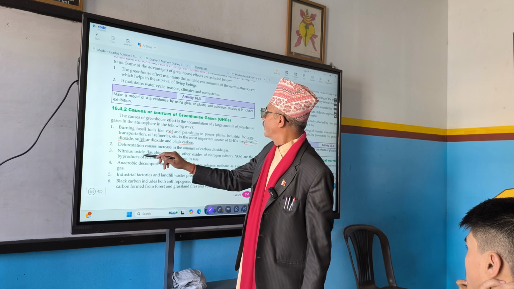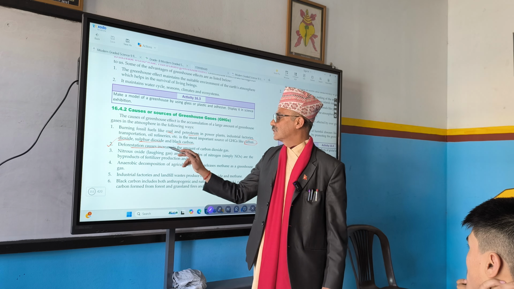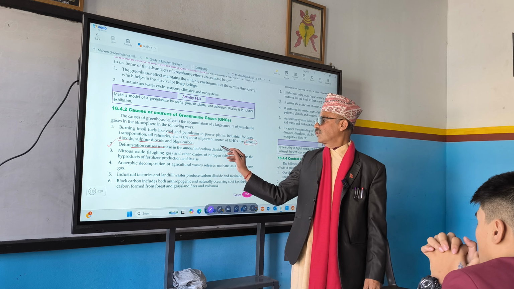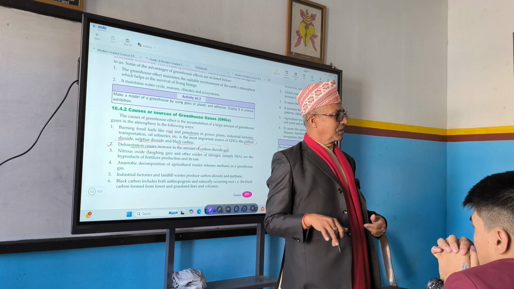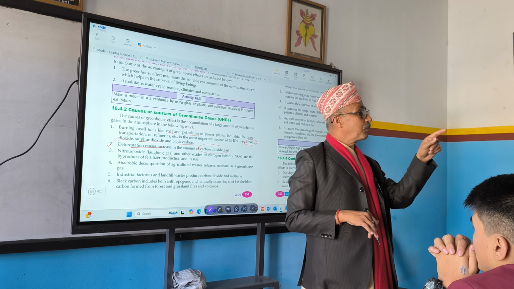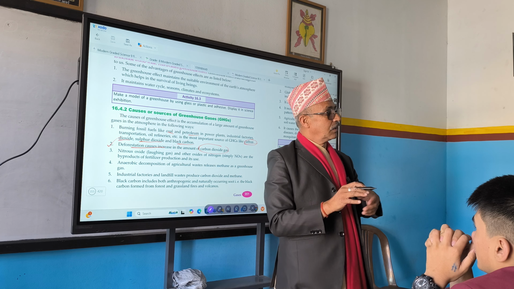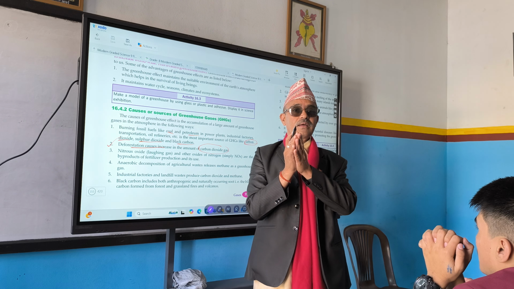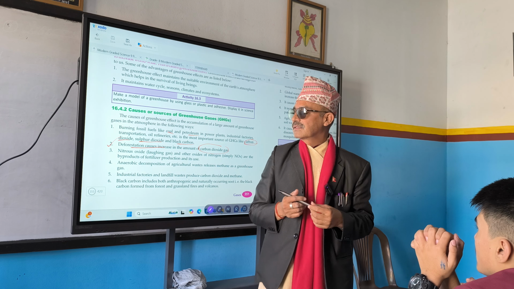Second cause of the formation of greenhouse gas is deforestation. Yes. When there is deforestation, the amount of carbon dioxide increases. Do you agree? When the number of plants decreases, the amount of carbon dioxide increases. Because plants absorb carbon dioxide during photosynthesis. They release oxygen as well. But if there are no plants, then what will happen? Less carbon dioxide is consumed and the amount of carbon dioxide increases.